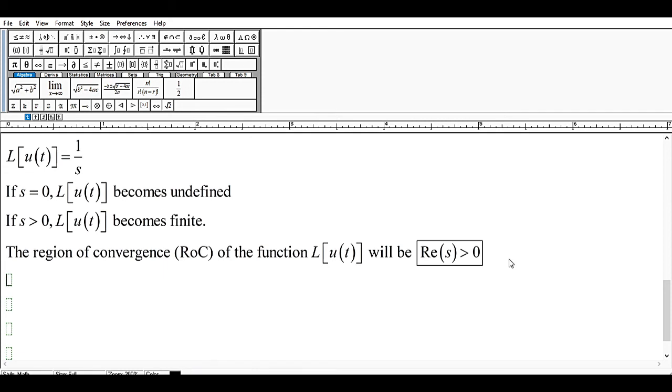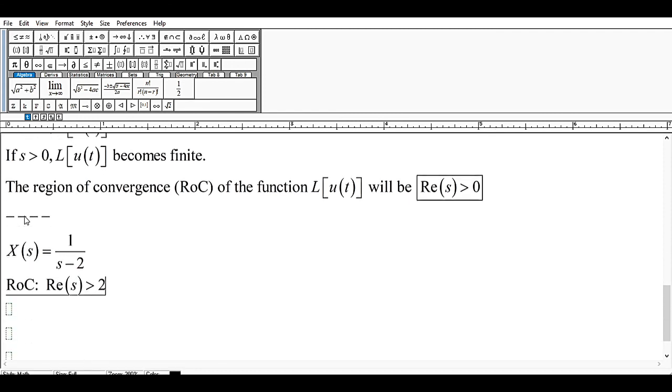Let us take another example. Suppose for a particular problem, the Laplace transform of a function is given as X(s) equal to 1 by s minus 2. In this case, the region of convergence will be real of s greater than 2. So I hope with the help of these two examples, I have been able to explain how to calculate the region of convergence.